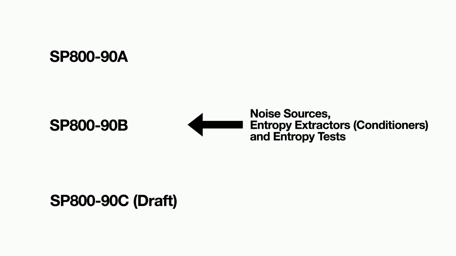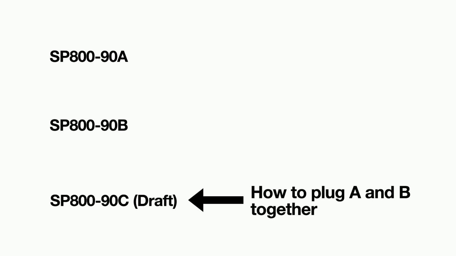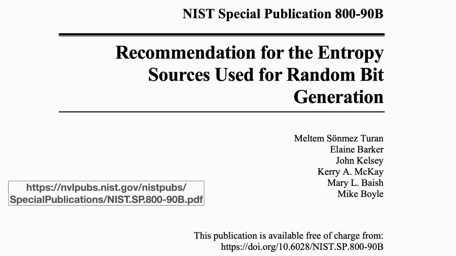And then the last of the specs is SP800-90C, which is how do you construct a random number generator from the other parts in A and B. So it's really how you plug A and B together. And that is still a draft. There was an updated draft released recently, which hasn't been on public release. It was shared to a few people, including myself, outside of NIST, to do initial review, but I'm sure the public draft will be out very soon.